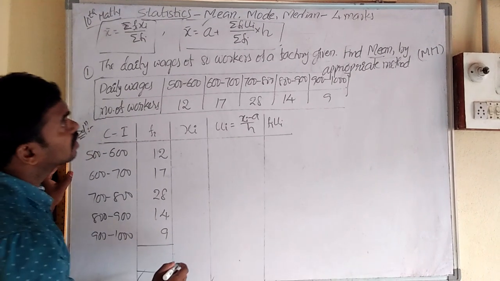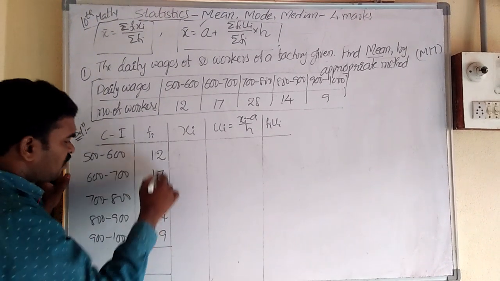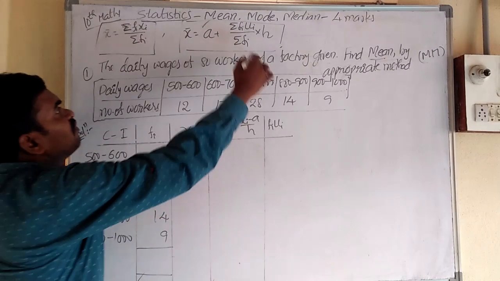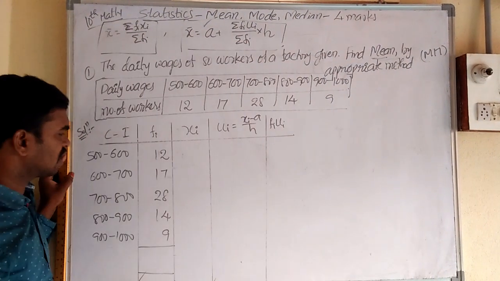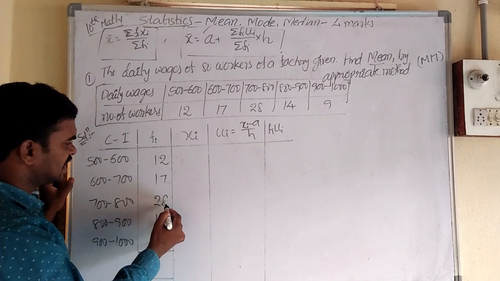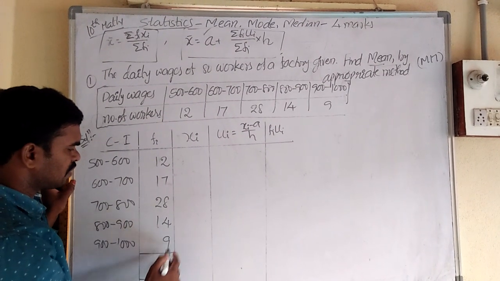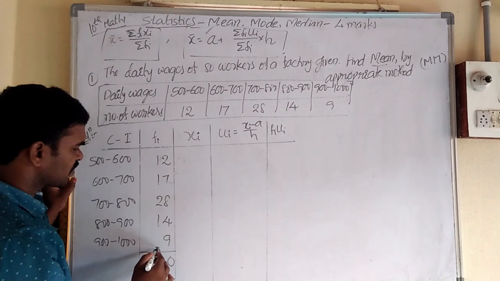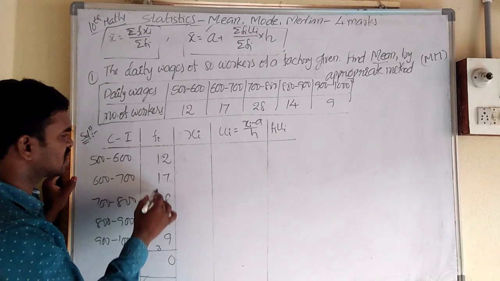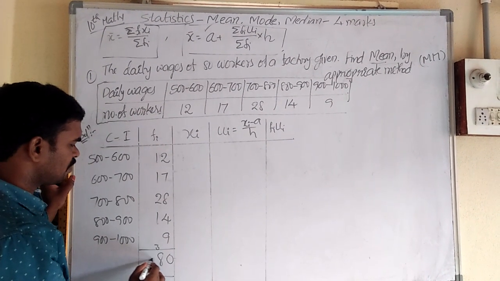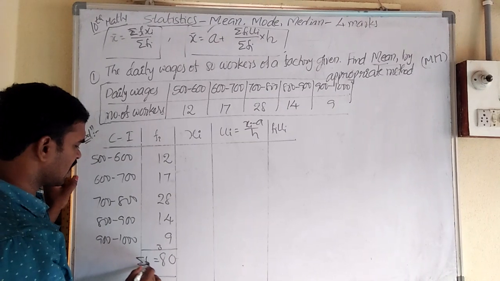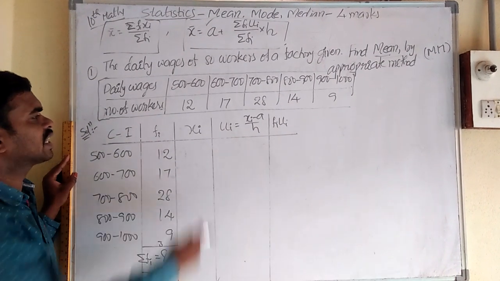See here, we need the sum of all frequencies, because we need the summation fi value also. So 2 plus 7, 9 plus 8, 17 plus 4, 21 plus 9, 30, 3 plus 1, 4, plus 2, 6, 7, 8. So the sum of frequencies, summation fi, is 80.